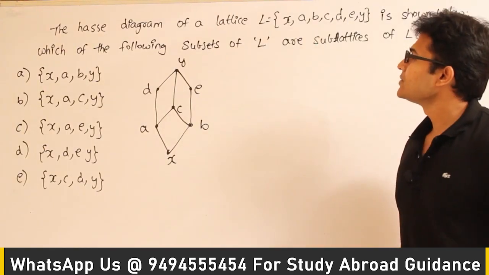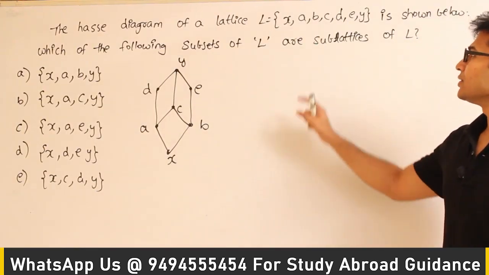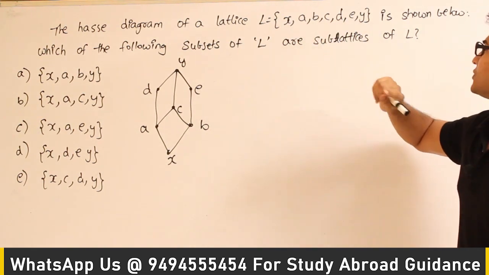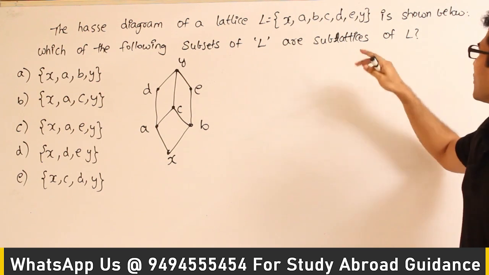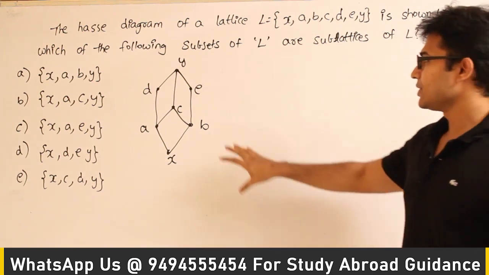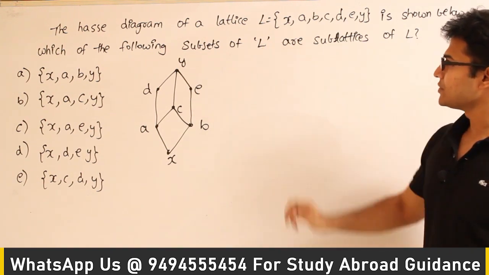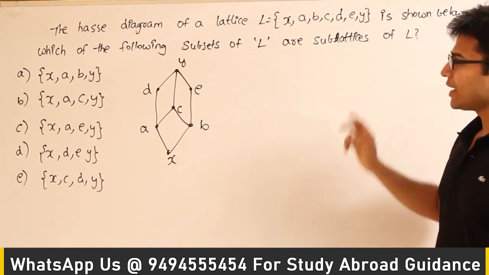See this? The Hasse diagram of a lattice containing x, a, b, c, d, e, y. So how many elements in total? I think 7 elements. This is the Hasse diagram which is given. Then they are asking which of the following subsets of L are sublattices of L.